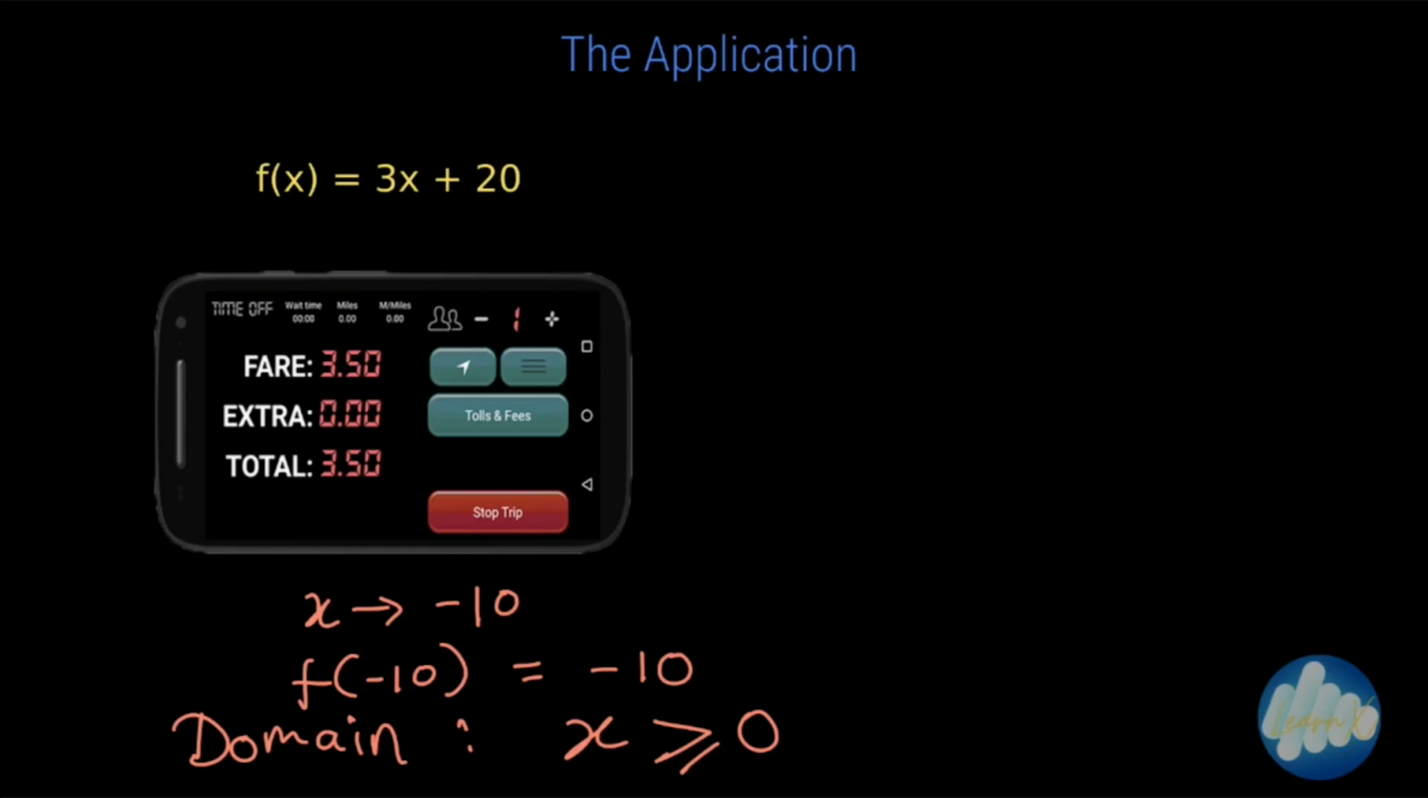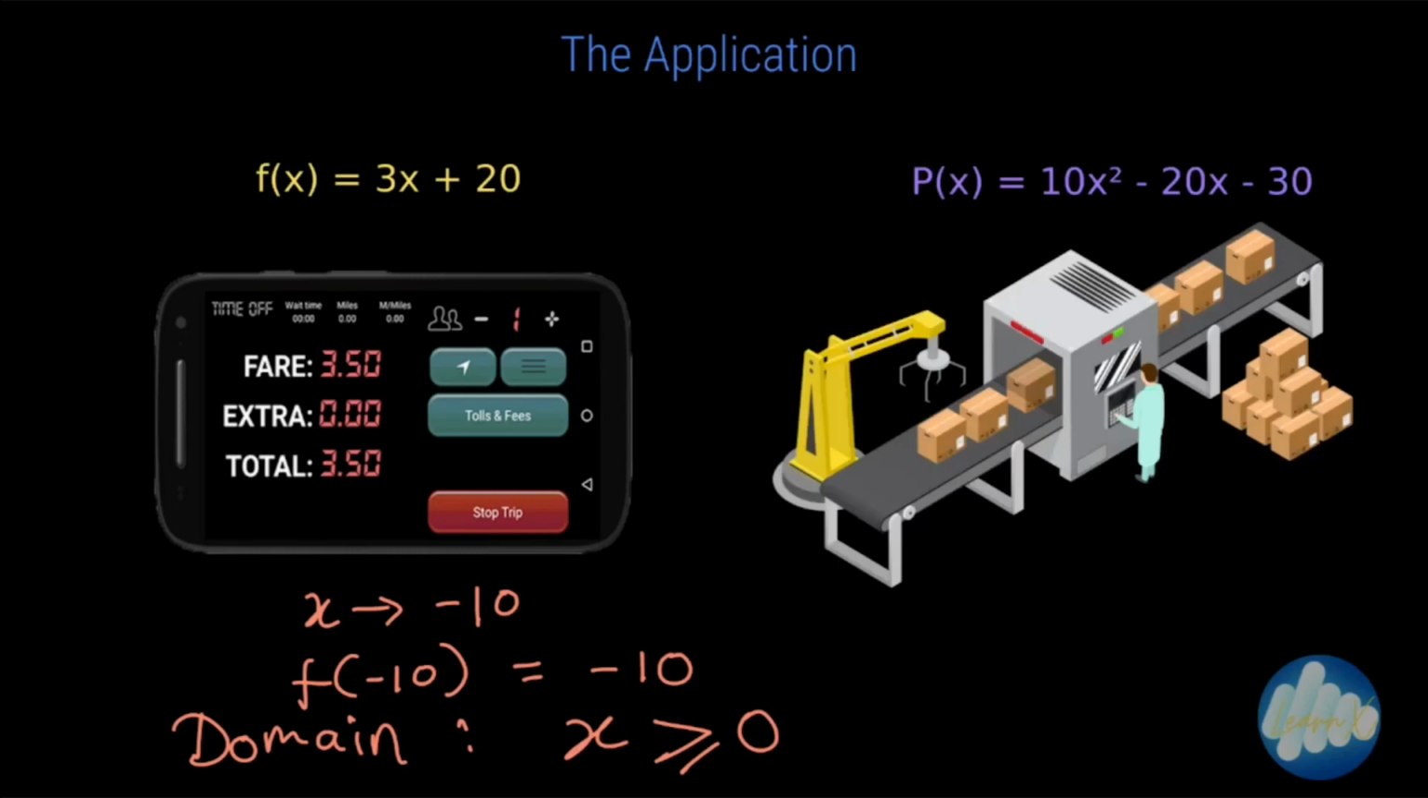Another example that I can use is this over here, a production line, where P of x is the profit that a production company makes after it ships x number of items. Take some time to think about what the domain of this function should be. If you look closely enough, this is also a polynomial. Now, all polynomials can accept any real number and will give you a real output. That's a property of any polynomial.